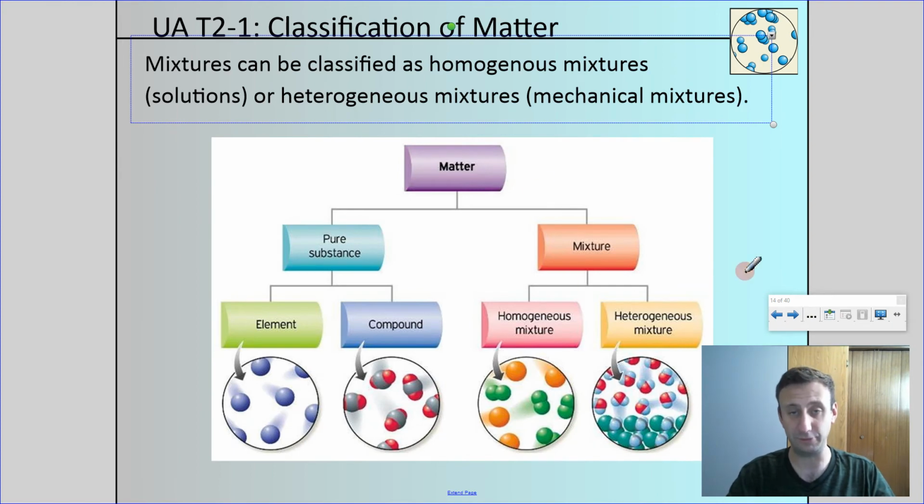Mixtures can be classified into two different groups. We either have homogeneous, or heterogeneous mixtures. Now, another word for homogeneous mixtures, especially when they're a liquid, is that it's a solution. And then a heterogeneous mixture is sometimes called a mechanical mixture. Let's talk really briefly about this prefix of homo. Homo means same, hetero means different. So when I say homogeneous mixture, I'm saying it all looks the same. Well, if I'm saying heterogeneous mixture, that means you can see different parts. There's different parts that look different.